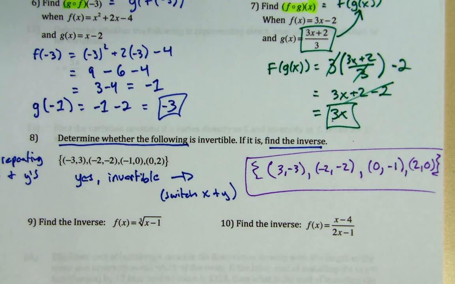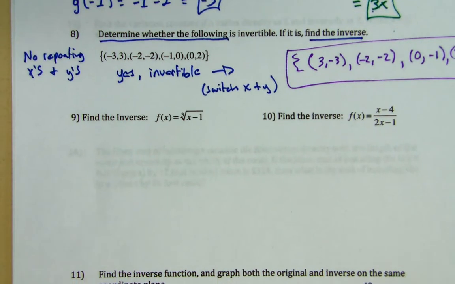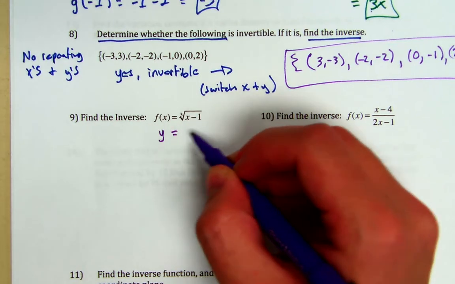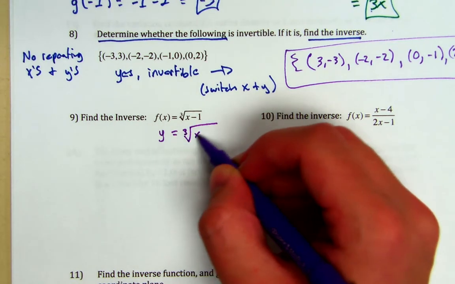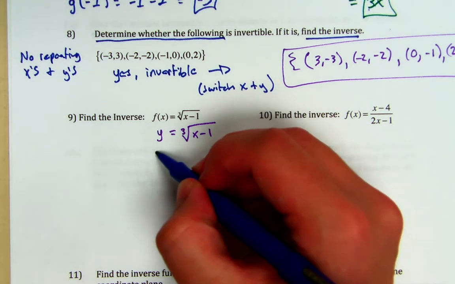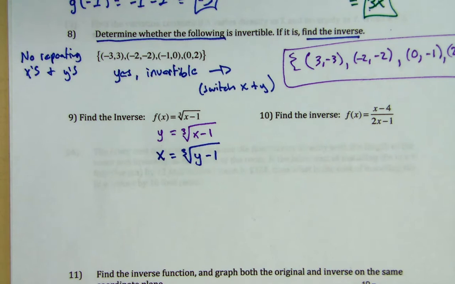Alright, but what if we're not looking at a set of points? Let's look at some equations instead. Remember, first step, change out f of x with y. So y equals the cube root of x minus 1. Now, switch x and y. So x equals the cube root of y minus 1.